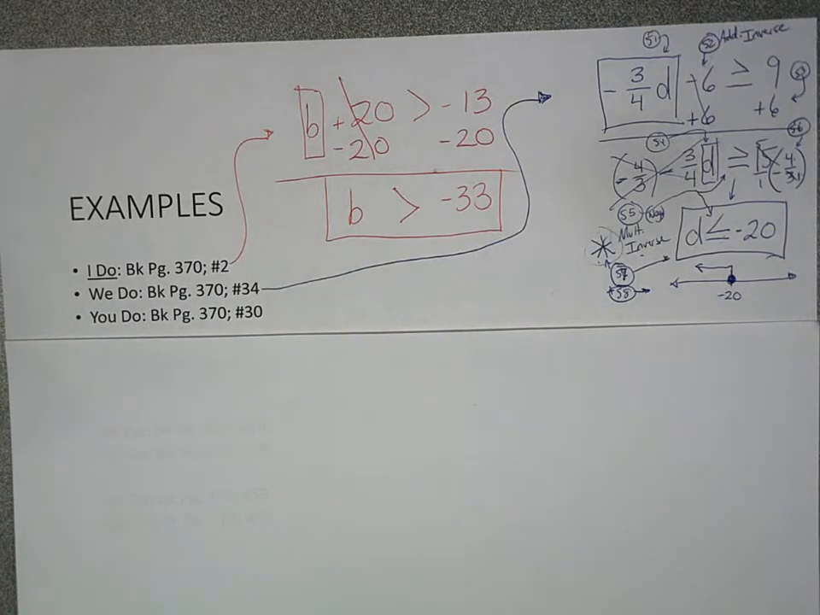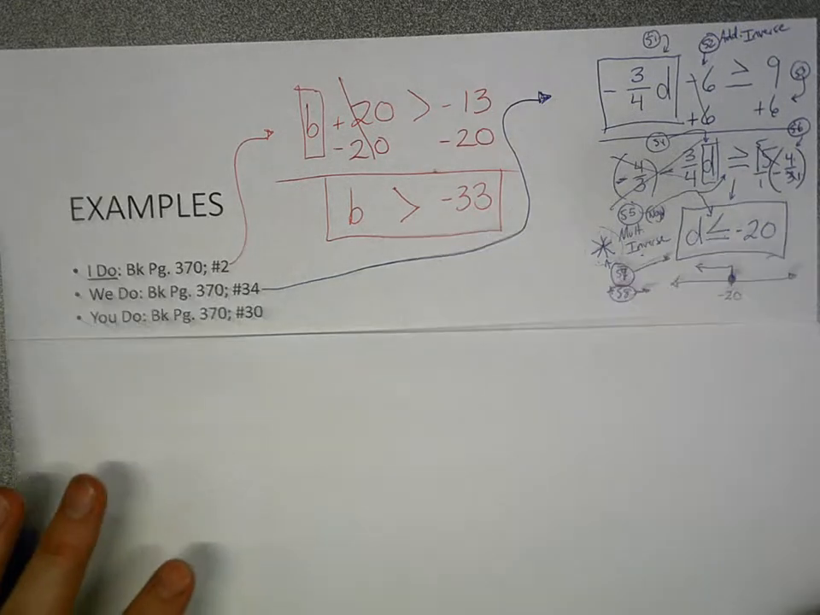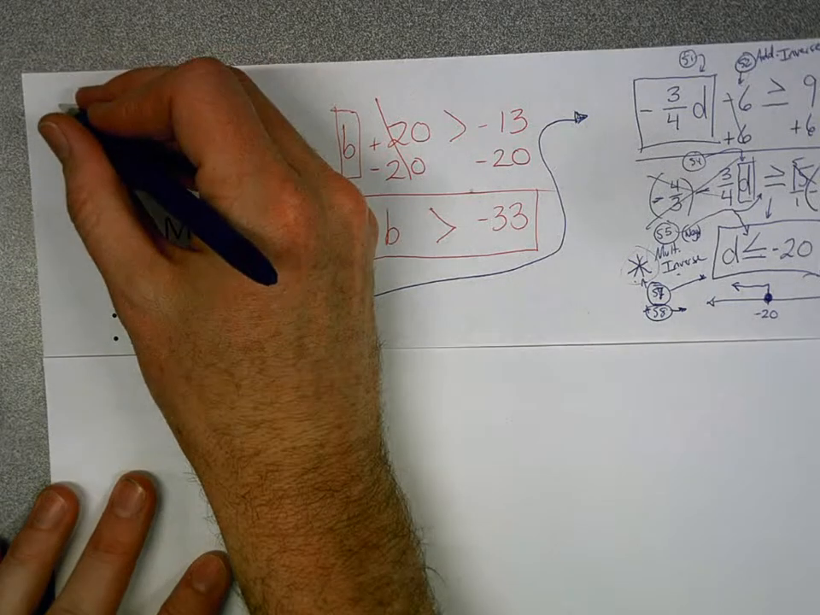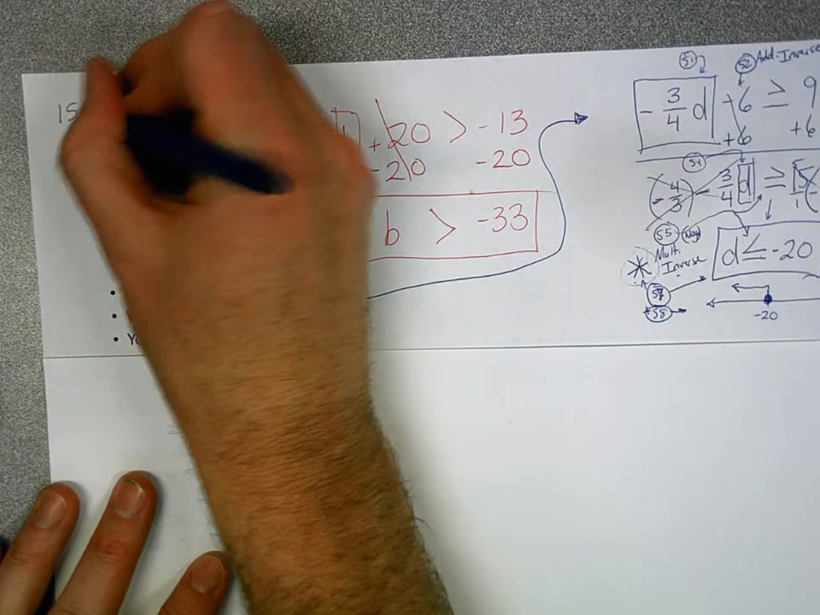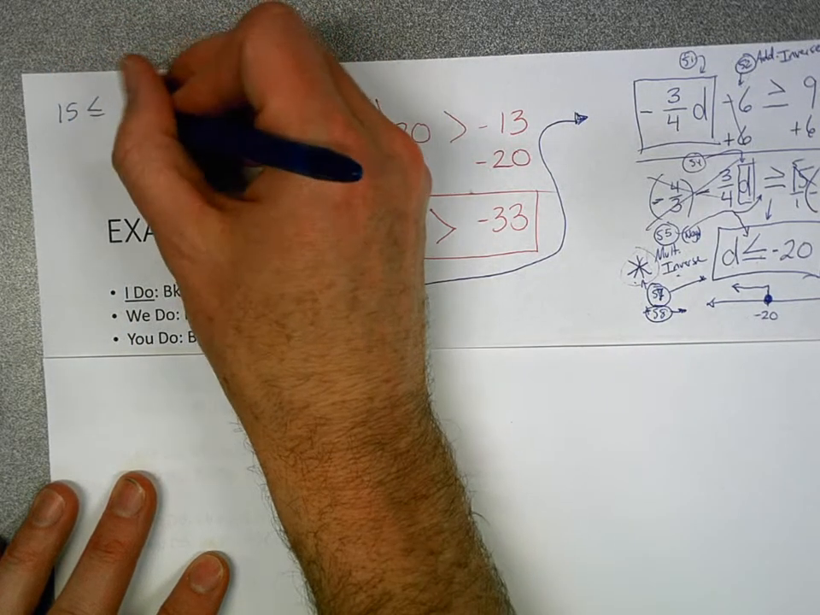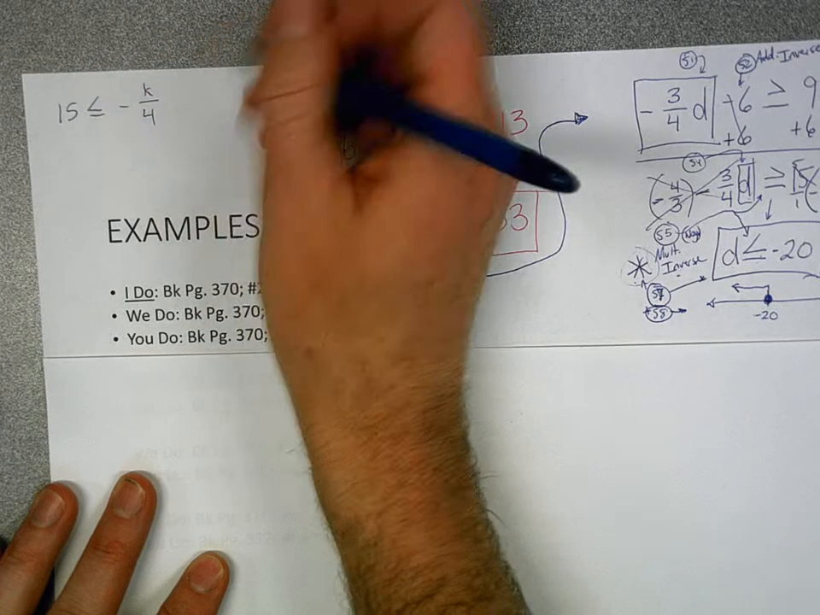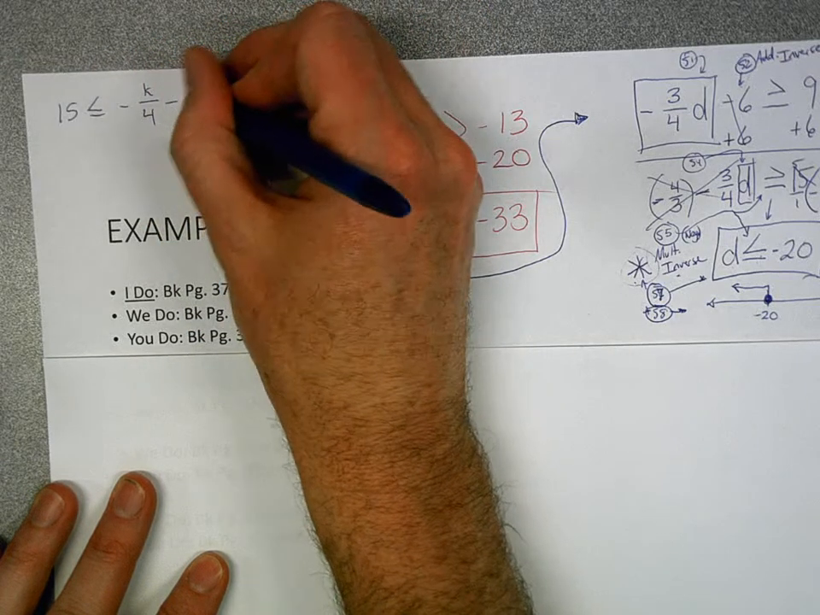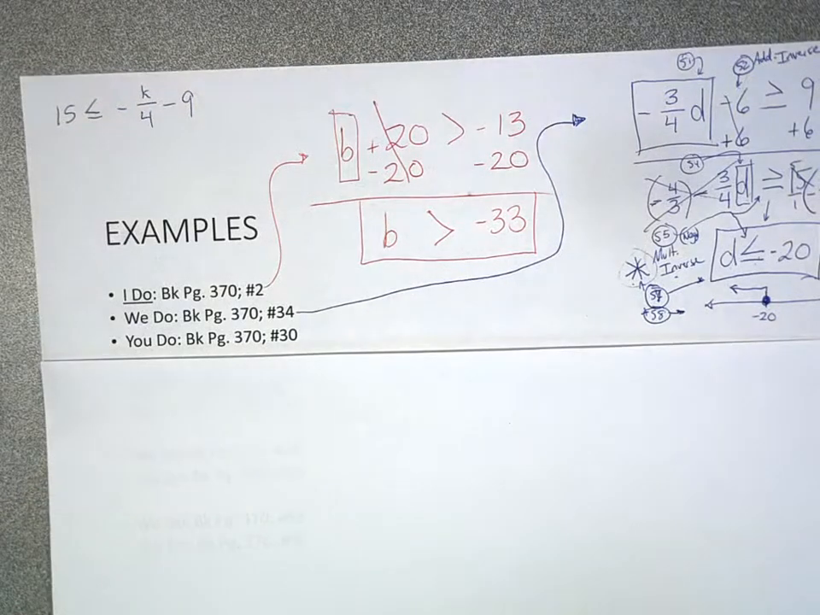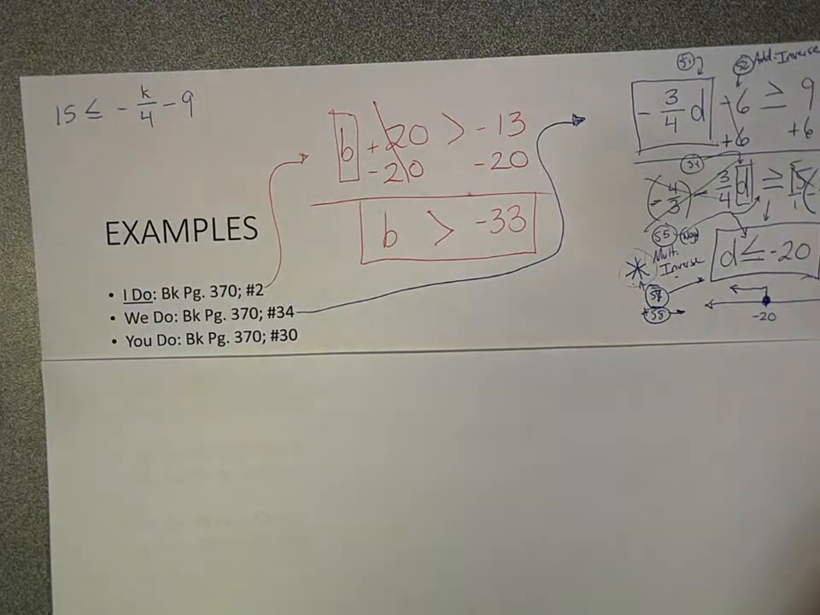All right, here we go. Number 30 was 15 is less than or equal to negative k over 4 minus 9. All right, so just looking for a solution here. Just your final solution, not a graph yet.